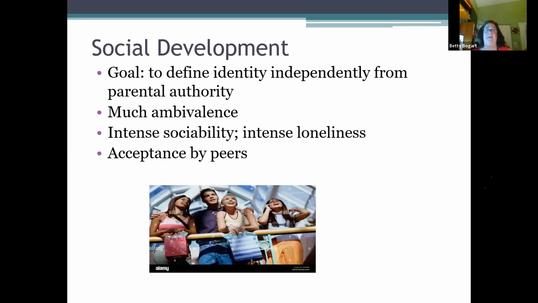Through social development, now they are trying to define what their independence is. And they don't want parental authority. They don't want mom and dad telling them what to do. They want to be more independent. Although there is this ambivalence, they still love mom and dad, but at this point in time, it's okay, I'll be home, mom. Let me go out and be with my friends, right? So it is also part of this intense sociability and intense loneliness.